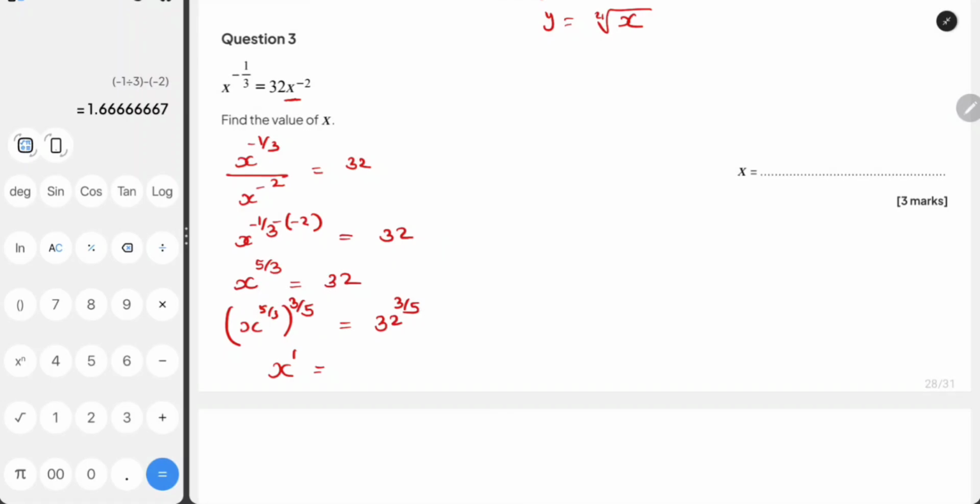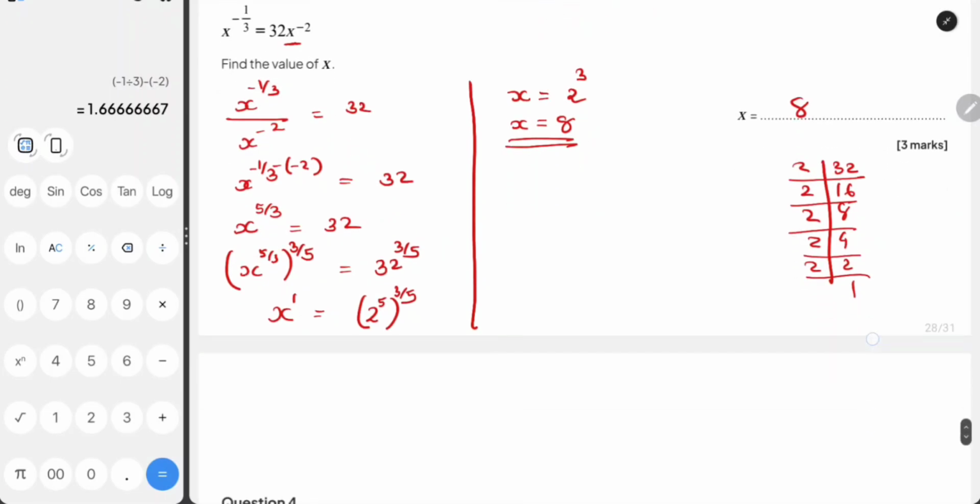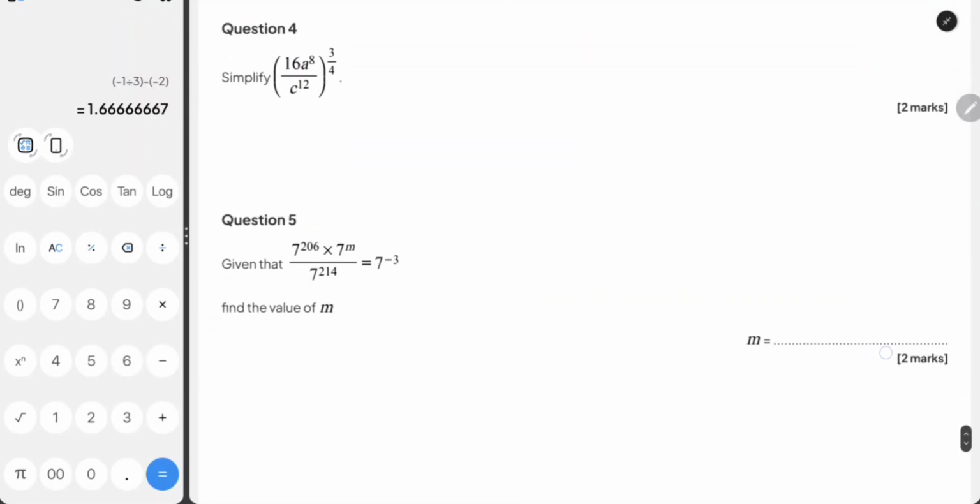So whenever there is a number to the power fraction, you will do the prime factorization of the base. So 32's prime factorization is like this: 2, 4, 2, 2, 2, 1. So that's 2 raised to 5 to the power 3 by 5. So x raised to 1, which is x, is equal to 2 raised to 5 times 3 by 5, which is 3. So x is equal to 2 raised to 3, which is 8. So your answer is x is equal to 8. Clear?